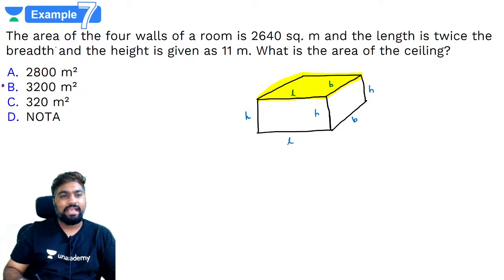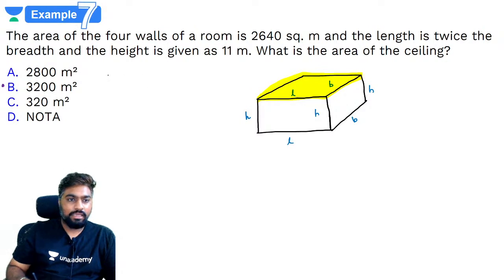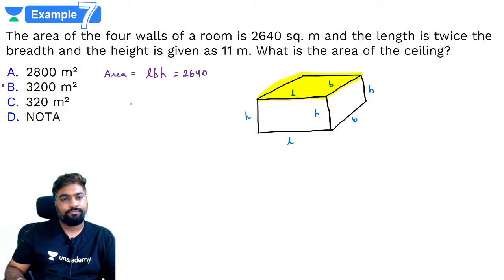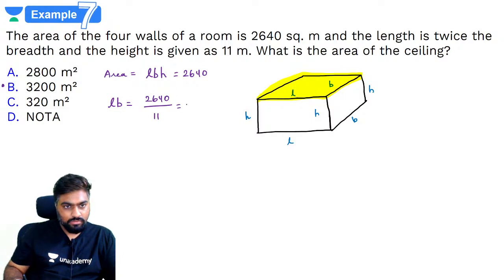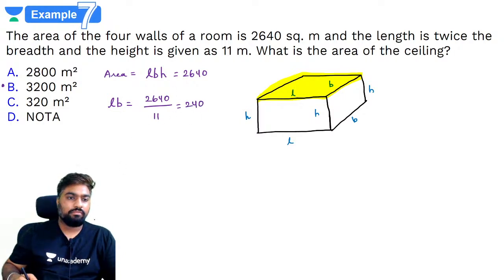Okay, they're saying area of the four walls. Yes. How is area given? Area is nothing but length, breadth and height. Correct? Product of length, breadth and height. This is given as 2640 meter square. Height is 11 meters they've given. So what is length into breadth? It is 2640 by 11, which is 240. Barabar?